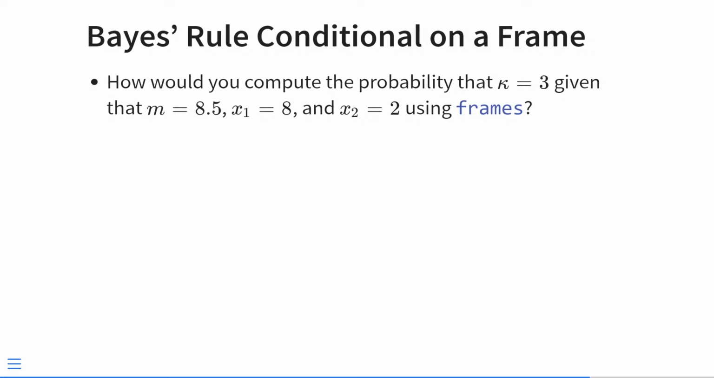One more Bayes rule. How would you compute the probability that kappa is 3, given a Poisson prior with expectation 8.5, and given that x1 is 8 and x2 is 2, using frames.